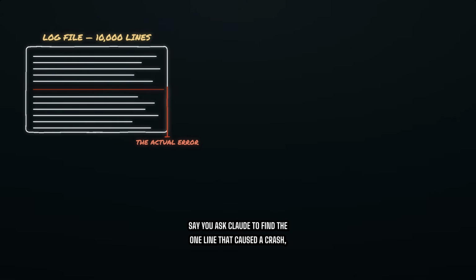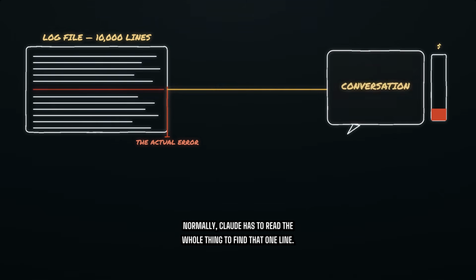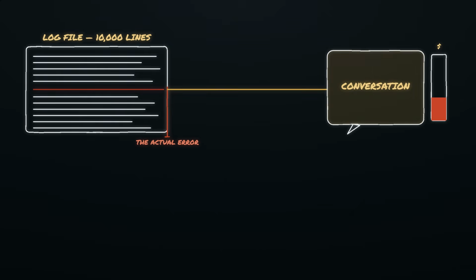Say you ask Claude to find the one line that caused a crash in a log file with 10,000 lines in it. Normally, Claude has to read the whole thing to find that one line. All 10,000 lines become part of the conversation, whether they mattered or not, and you pay for every single one of them. Context Mode does something different.